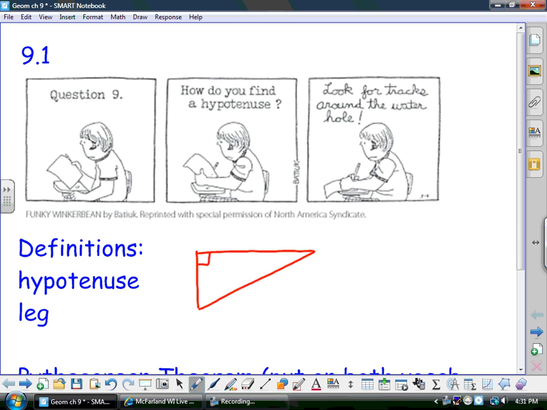Since it's a right triangle, it does have a right angle in it. The two sides that form the right angle, or the two sides that are touching the right angle, are called legs. The side across from the right angle is the hypotenuse. The hypotenuse is always the largest side.